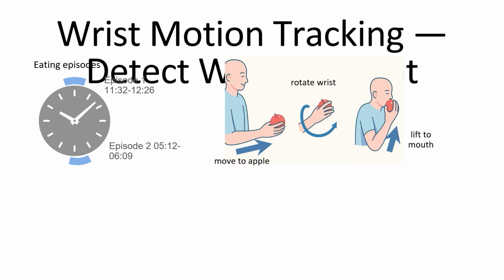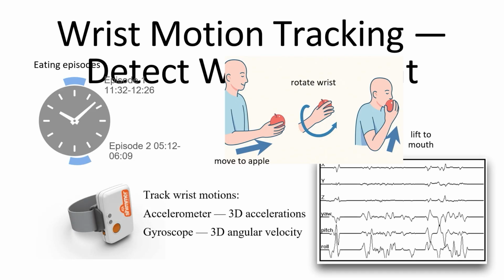To track the wrist motion, we use the IMU sensors in the smartwatch. As shown in the right figures, the first 3 axes are the acceleration of the wrist from the accelerometer, and the last 3 axes are the angular velocity from the gyroscope.